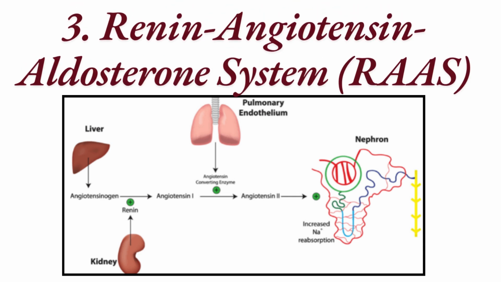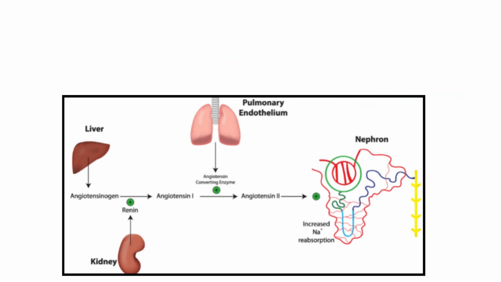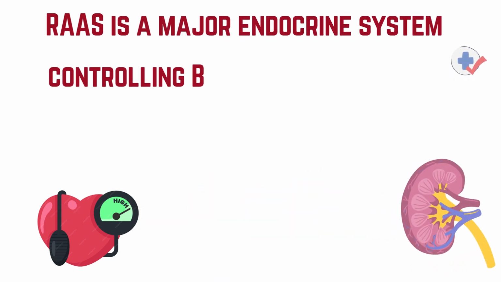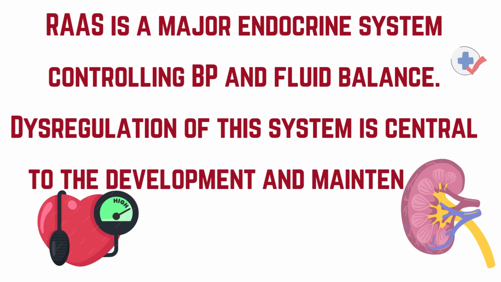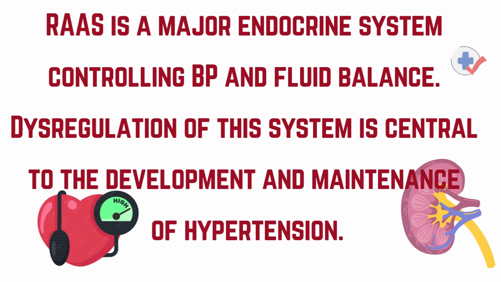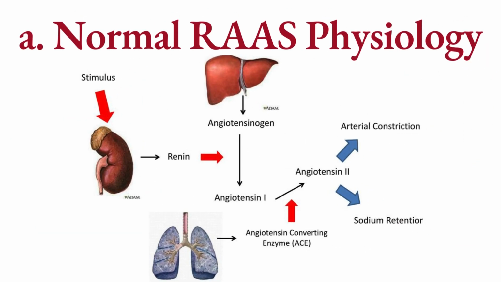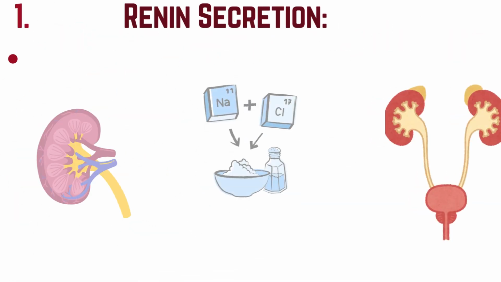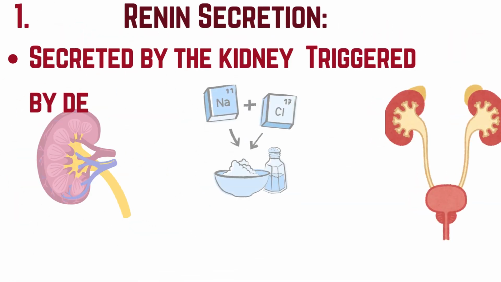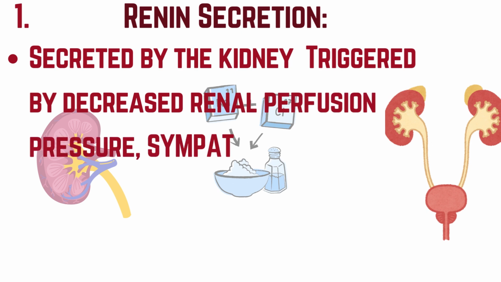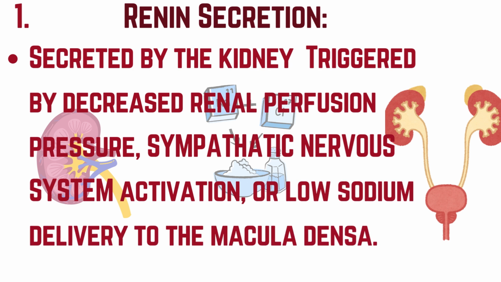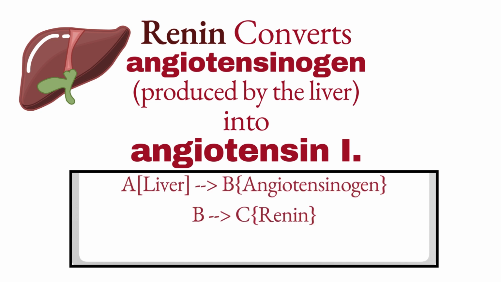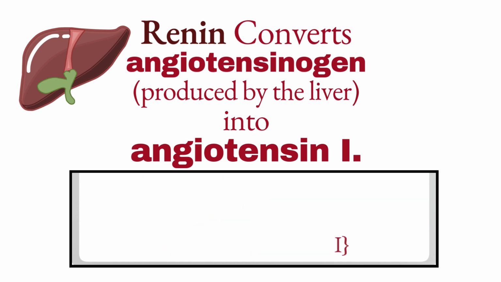3. The renin-angiotensin-aldosterone system, RAAS. RAAS is a major endocrine system controlling BP and fluid balance. Dysregulation of this system is central to the development and maintenance of hypertension. A. Normal RAAS physiology. 1. Renin secretion, secreted by the kidney. Triggered by decreased renal perfusion pressure, sympathetic nervous system activation, or low sodium delivery to the macula densa. Renin converts angiotensinogen, produced by the liver, into angiotensin 1.